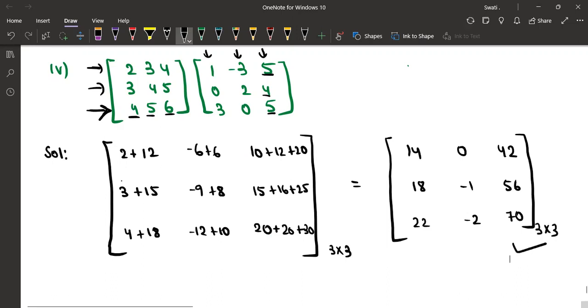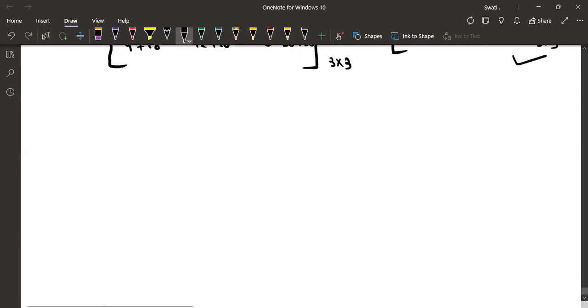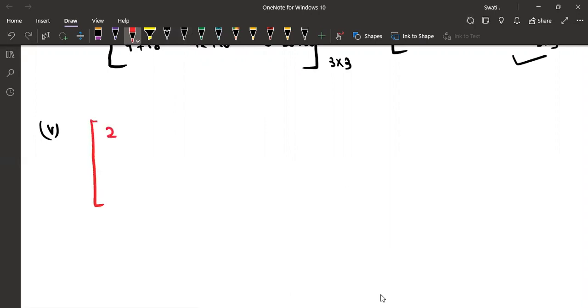We are done with the fourth question as well. Now let's move to the next question, that is the fifth question. Okay, so in the fifth question, let me write down the question first. So the first matrix is 2, 1, 3, 2, and then I have minus 1, 1. This is the first matrix. The second matrix entries are 1, 0, 1, then minus 1, and then we have 2, 1.